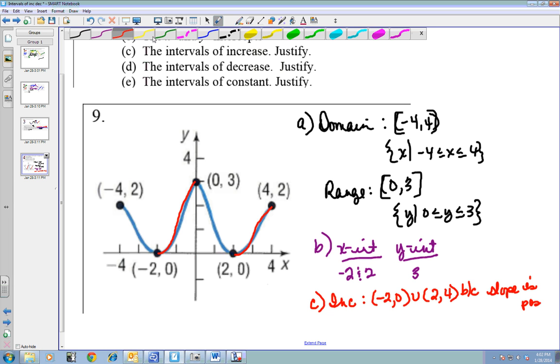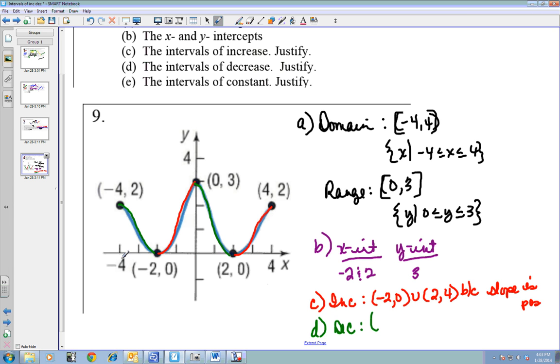Part D, I want to write the intervals where it's decreasing. So it's decreasing from here to here and from here to here. So it's decreasing from -4 to -2, unioned with 0 to 2, because the slope is negative.